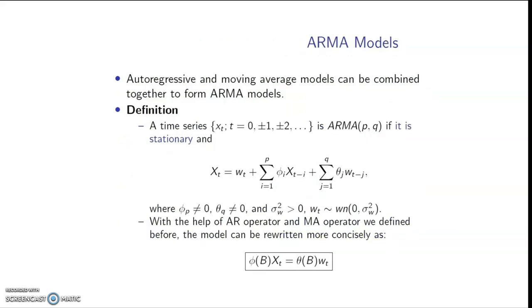ARMA models. Autoregressive and moving average models can be combined together to form ARMA models. As the name shows, ARMA is the combination of autoregressive and moving average models. And the definition: a time series xt, where t is equal to 0, plus minus 1, plus minus 2 and so on, is ARMA of order p and q if it is stationary, and xt is equal to wt plus the summation i varies from 1 to p of phi i xt minus i plus the summation j varies from 1 to q of theta j wt minus j.